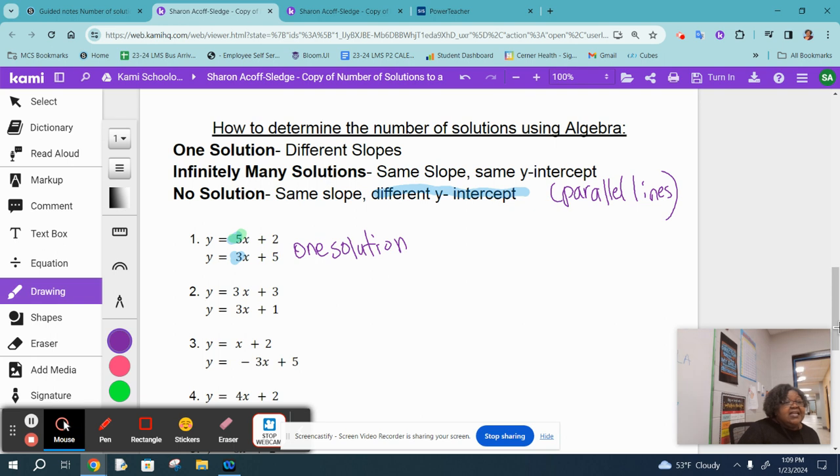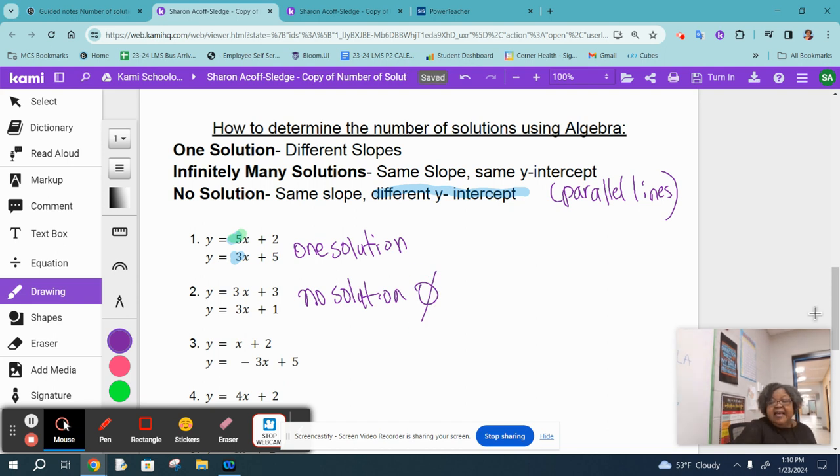Now let's look at number 2. Donovan, are the slopes the same in number 2? Okay, what about the y-intercept for both these lines? Are they the same or different? Okay, so how many solutions would that be? There would be a no solution. Thank you for helping him, Gary, because he wasn't paying attention. And the symbol here, Leah, you can do that.